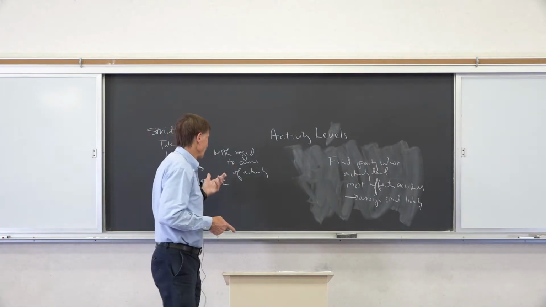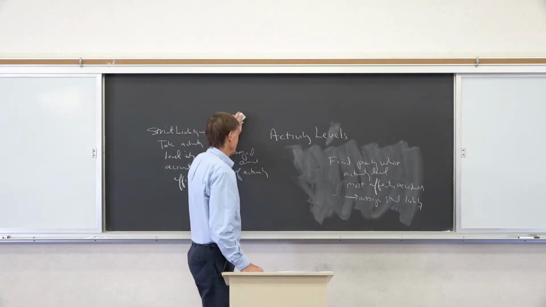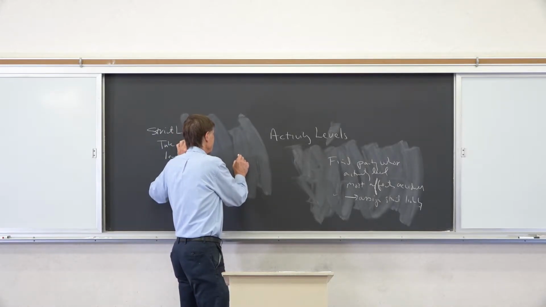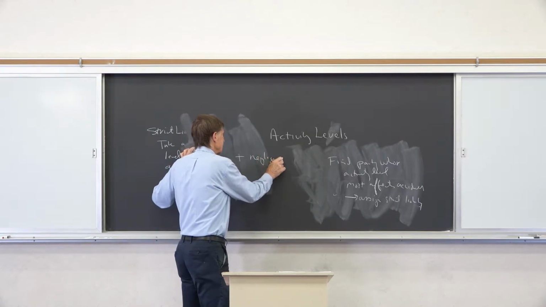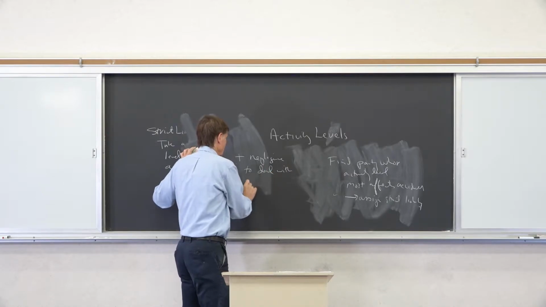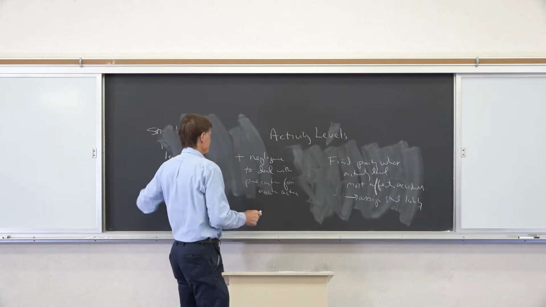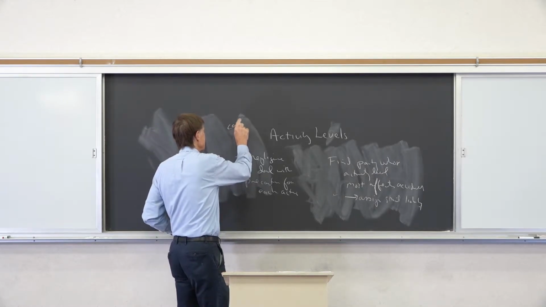The problem is I can't have strict liability to deal with the activity level and have negligence to deal with the precaution for each accident or for each action. Okay, that's a problem, right? Can't solve both, can't have both at the same time.